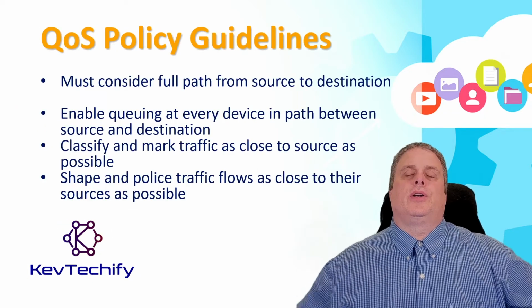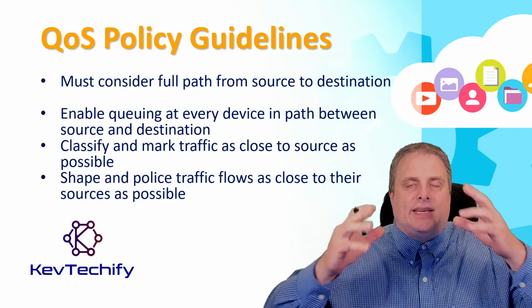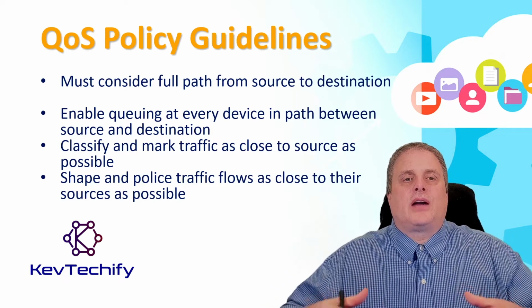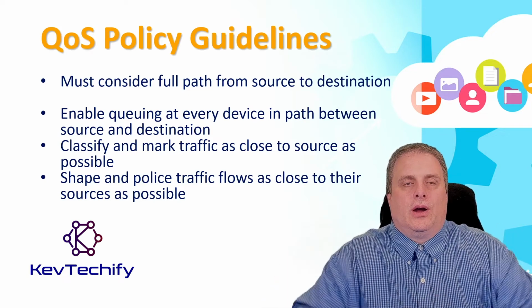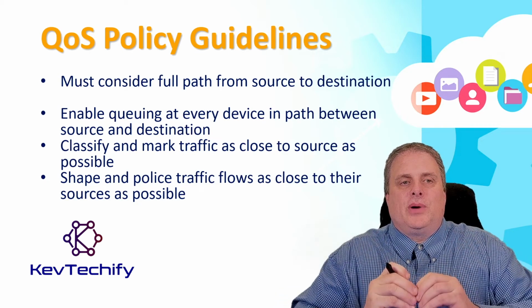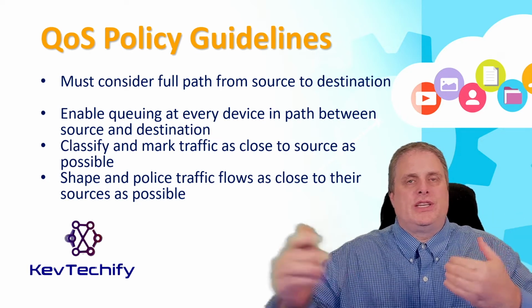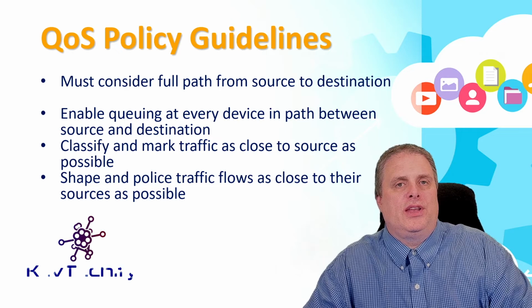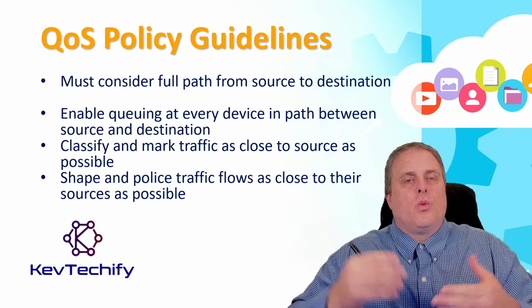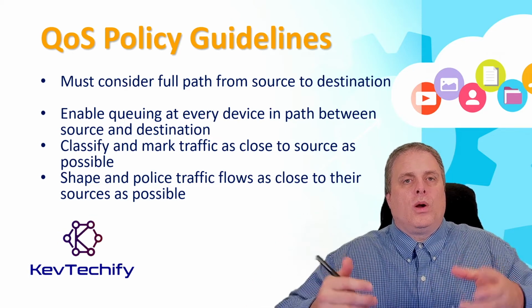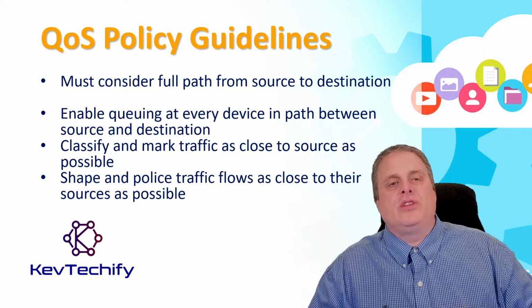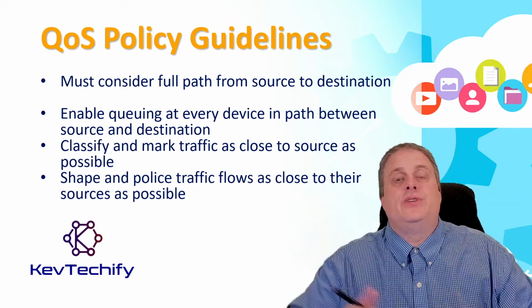As you're thinking about your quality of service and getting your policy set up, there are some things you should consider. One of the big things to think about is that full path from source to destination. How am I making it through the network? What technologies, what policies, what procedures am I using to give me quality of service from source to destination?